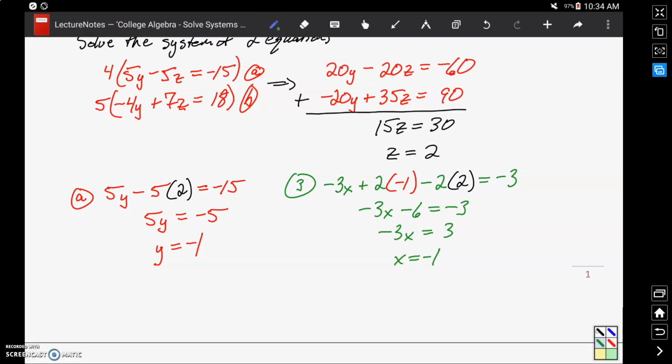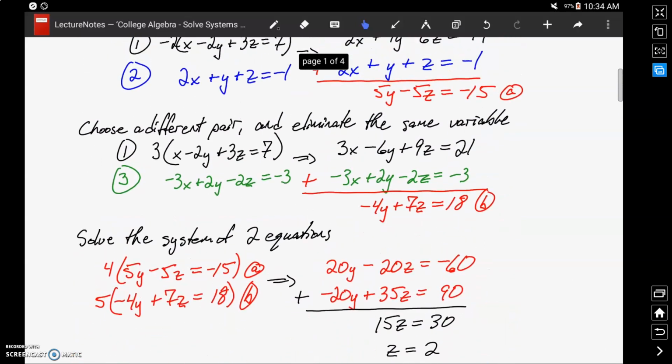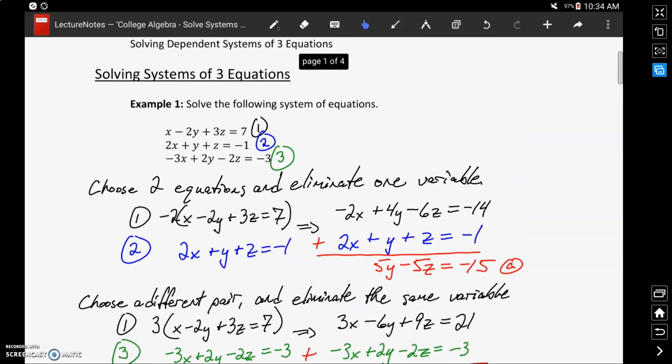Now that we have all three of those values, we have our solution to this system, which is the ordered triple x, y, z, which in this case is going to be equal to negative 1, negative 1, 2. To confirm that that solution is correct, we could take those values, substitute them back into each of our original three equations, and what we should see is that they would make all three of those equations completely true.